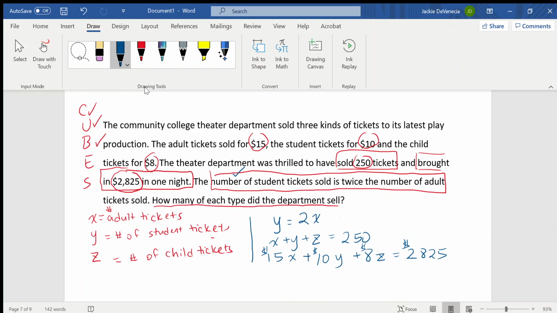And if I just put 15 plus 10 plus 8, well, 15 plus 10, that's 25, plus 8, well, that's just 33. $33 doesn't equal 2,825. So this is why I need to set up my problem just like this over here. How much money did they earn from adult tickets? Well, you have to do $15 for each ticket times the number of tickets they got. How much money for students? $10 times the number of students, and $8 times the number of children.